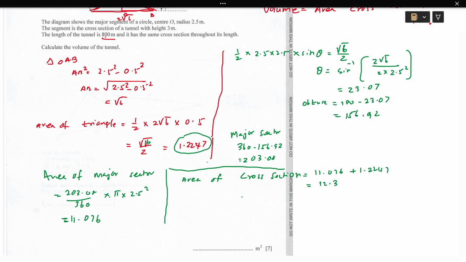Okay, now I'll find the volume. Volume equals cross section area 12.3 times the length 800. When I put in 800, my answer is 9840.59. We can write the answer as it is, or we can round it up, so 9841 is the final answer.